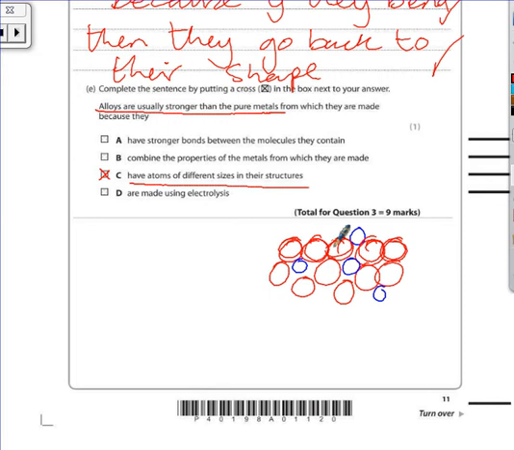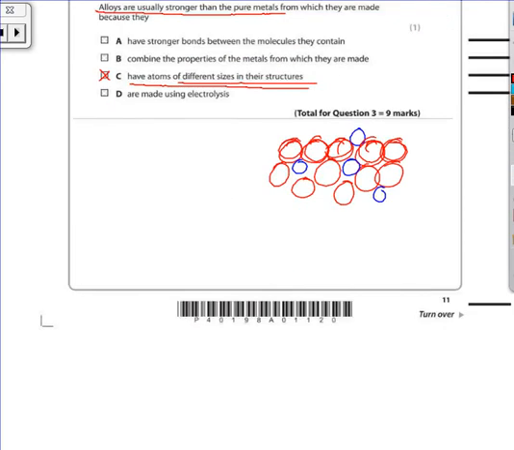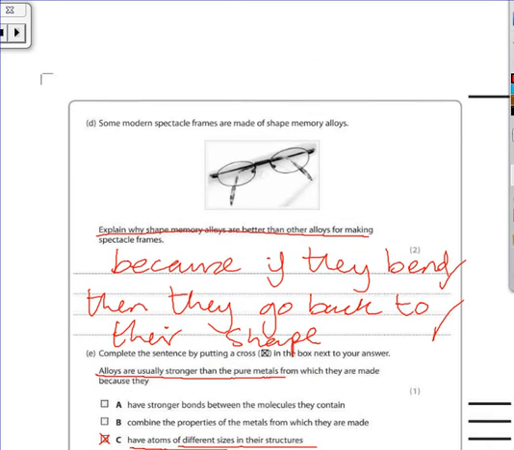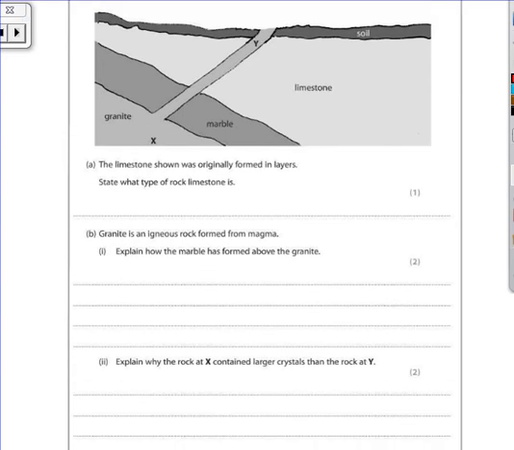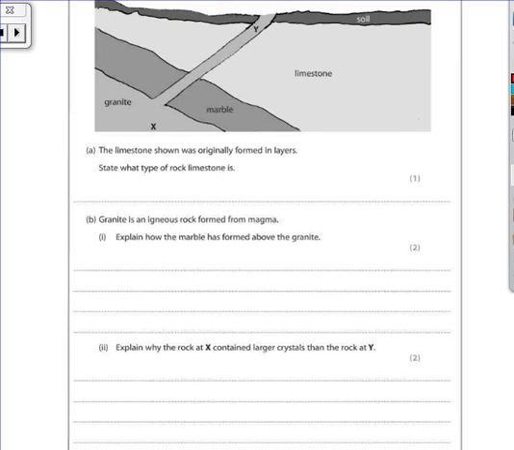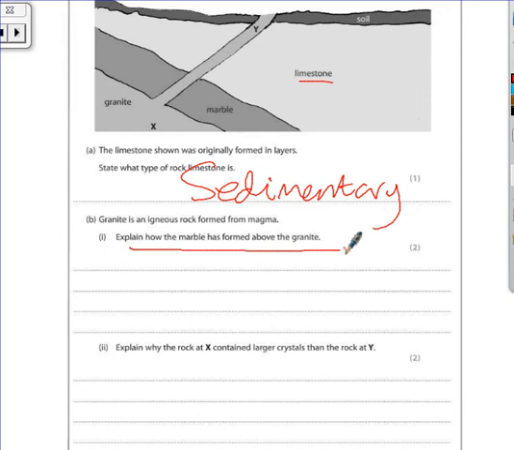Okay, and because we've got different sizes in their structures. Okay, so we'll continue with this question, and in fact it's question 4. So what type of rock is limestone? Right, limestone is sedimentary. Okay, explain how the marble has formed above the granite.